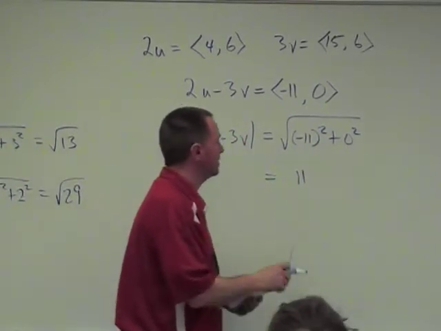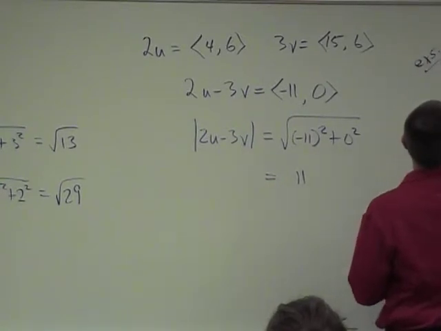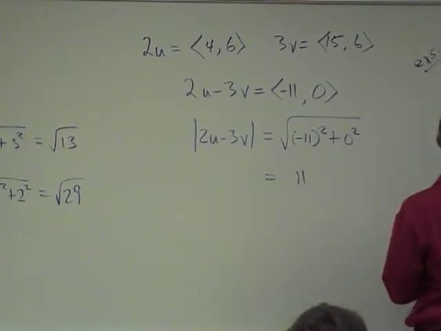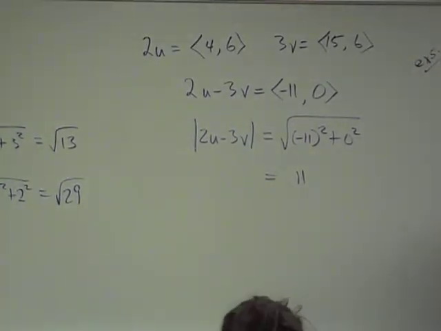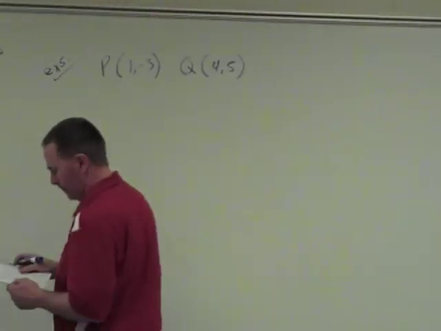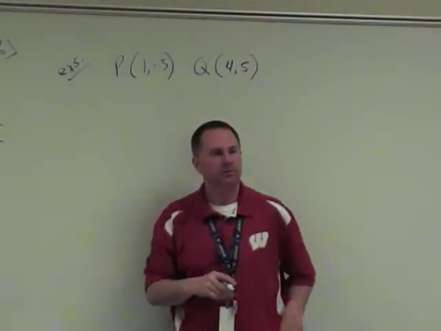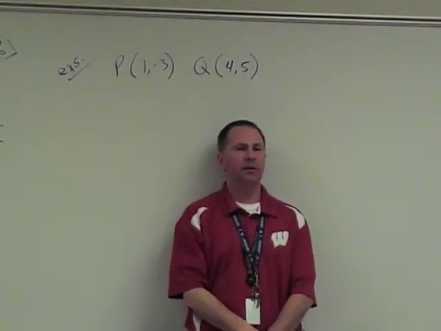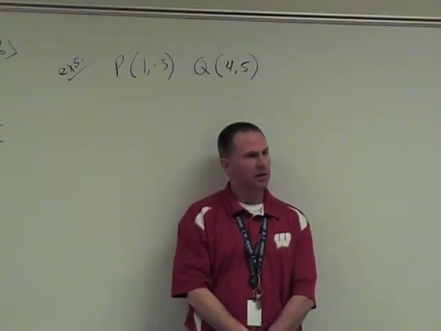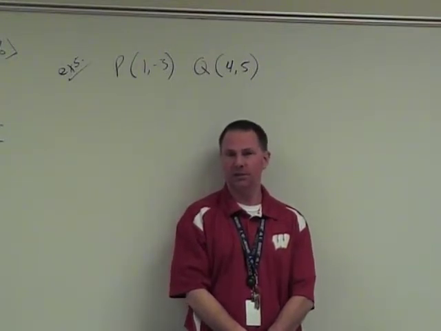Alright, so that was complex. Let's go back and do something simple again. Example 5. P is at 1, negative 3. Q is at 4, 5. I want the vector that this makes. How would I figure that out?